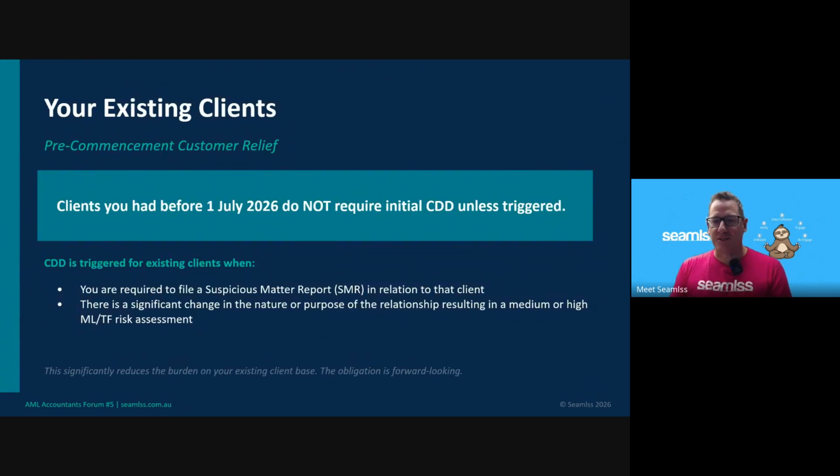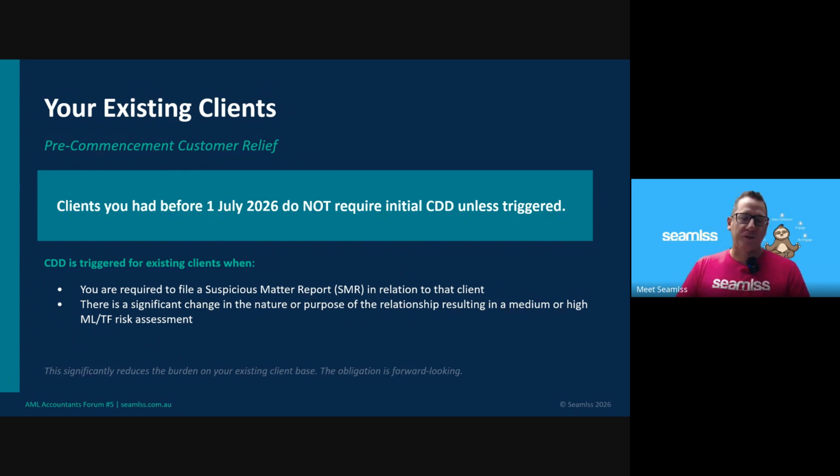So existing customers, we've touched on it a little bit today. This is probably the single most key point. You don't have to do it on your whole client base. No, not now, not immediately. When your clients trigger a designated service, that's when it's going to happen. And that's when you do the CDD.